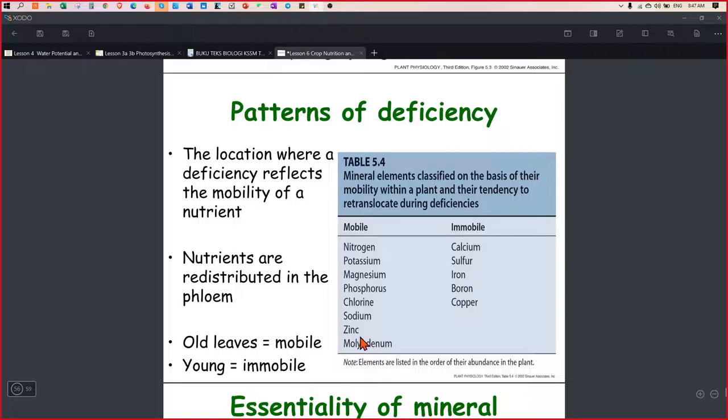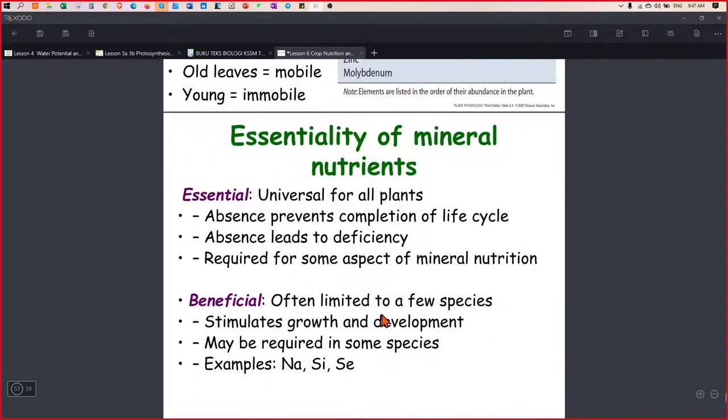So that's why this is important when you are diagnosing plants. When the symptoms are showing in the old leaves, usually it involves the mobile nutrients. But when the symptoms of insufficiency are seen in young leaves or young parts of the plant, it involves the immobile nutrients. Okay, all right.